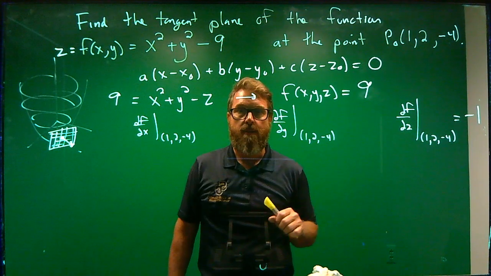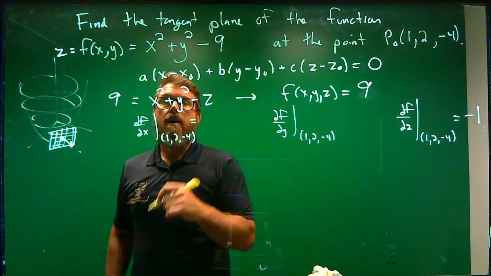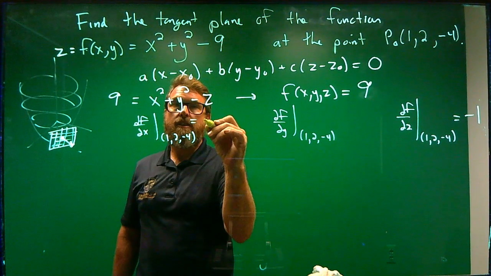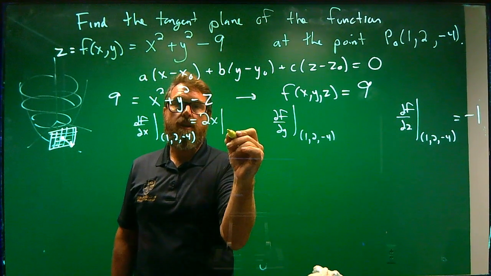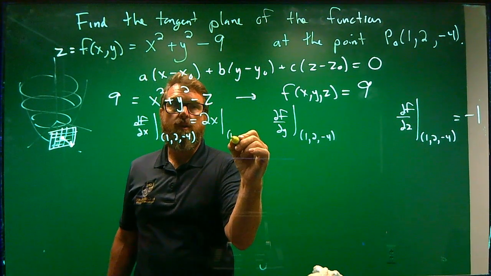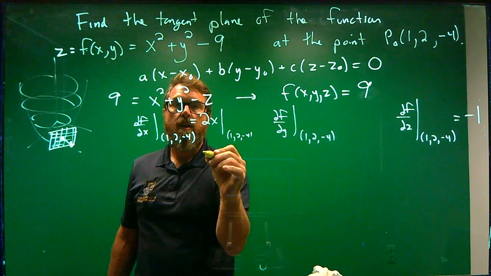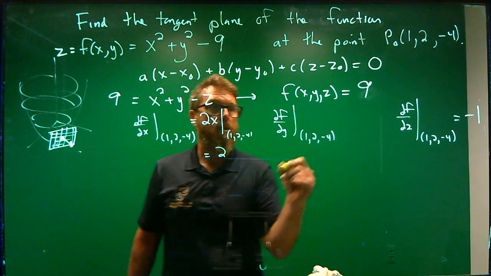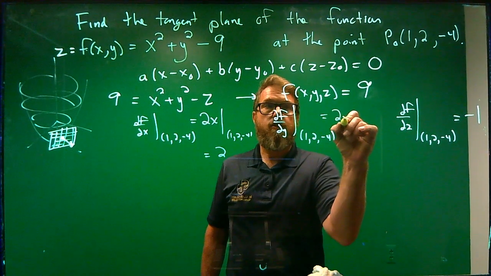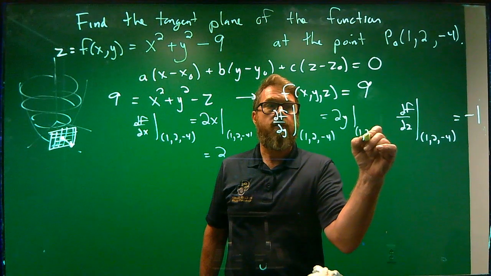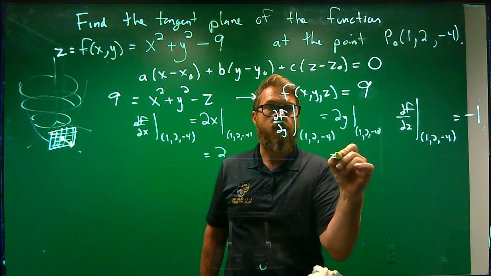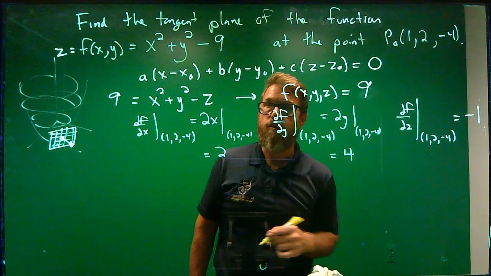This thing will actually have a partial derivative. So the derivative of this with respect to x is just going to be 2x evaluated at (1, 2, -4). So just plug it in: this is going to be 2. The derivative with respect to y is going to be 2y evaluated at (1, 2, -4). So plug in y: this will be equal to 4, and the derivative with respect to z will be equal to -1.